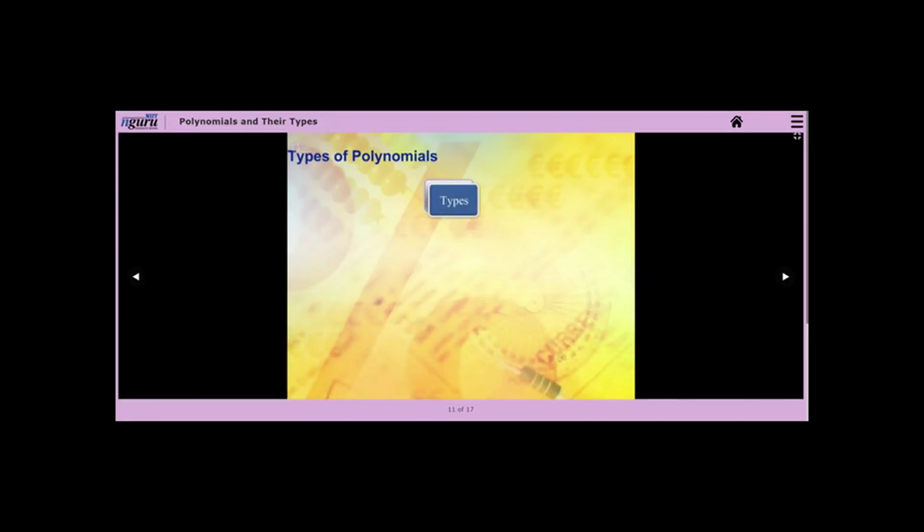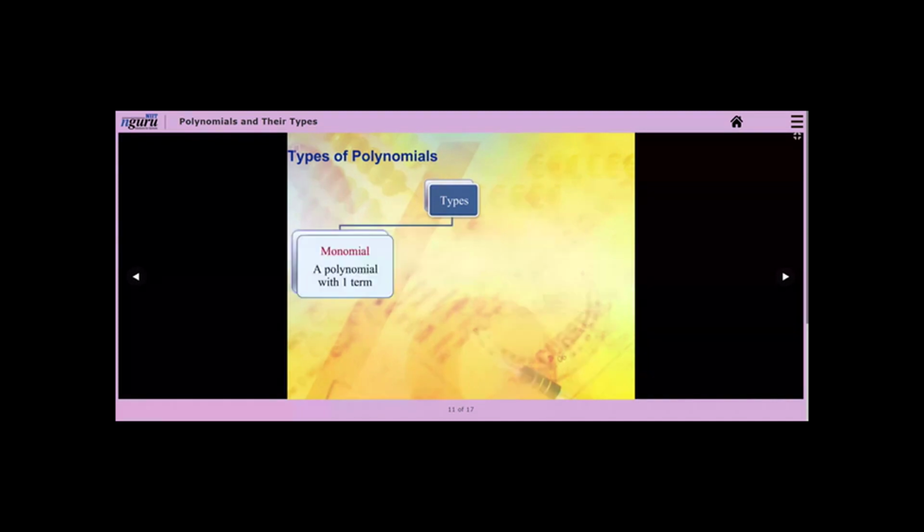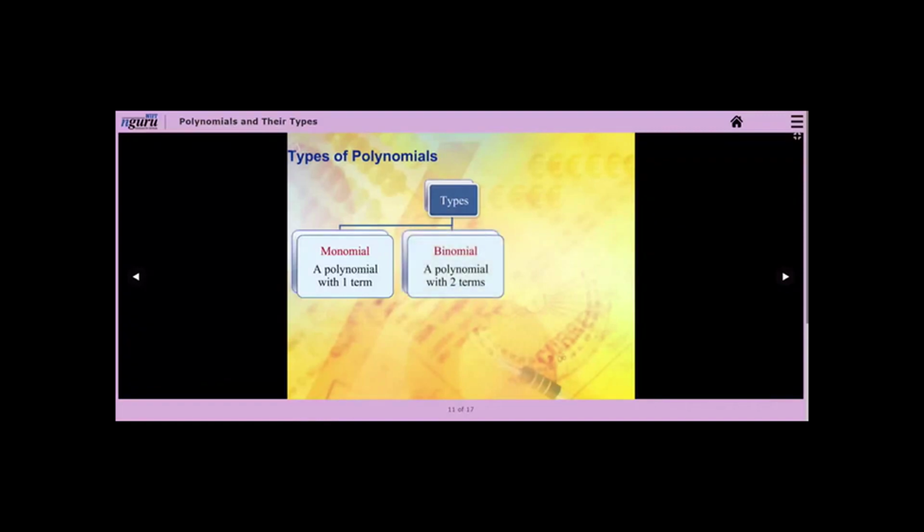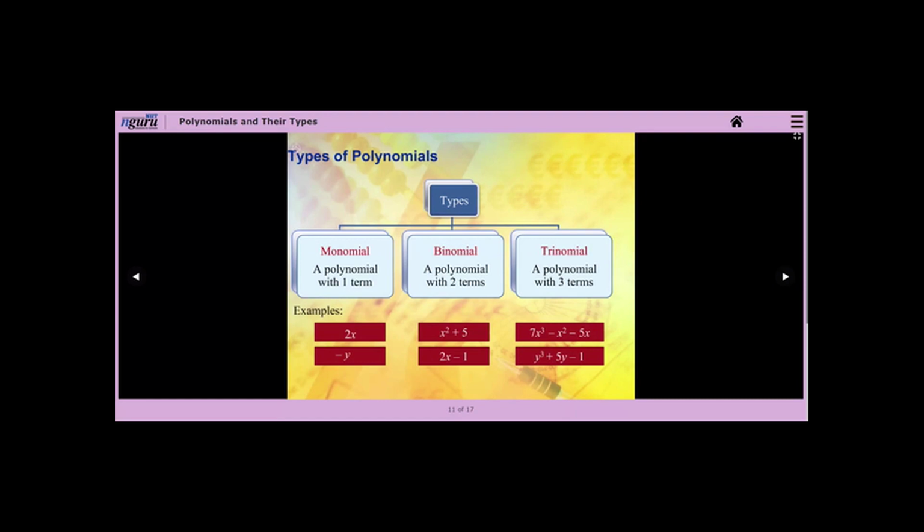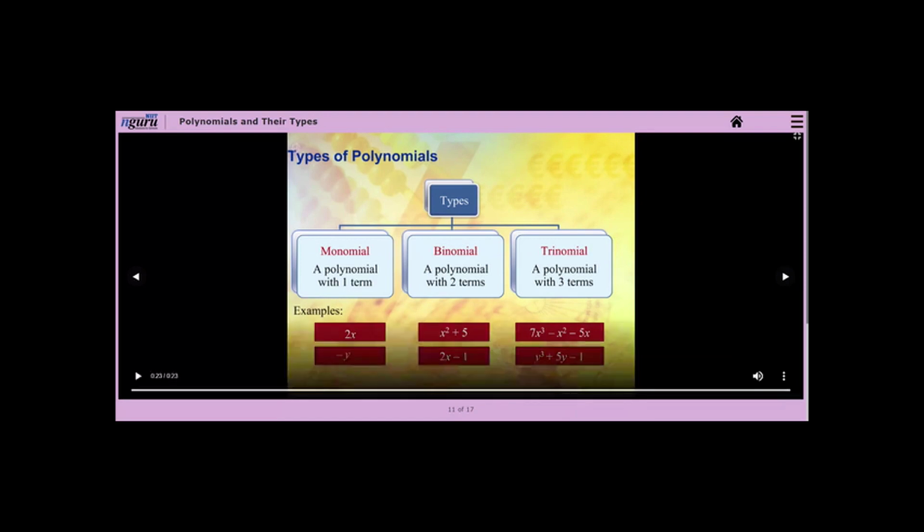Polynomials can be classified into three different types based on the number of terms. A polynomial with one term is called a monomial. A polynomial with two terms is called a binomial. A polynomial with three terms is called a trinomial. A few examples of each type are shown here. If it has only one term, it is a monomial. Two terms, binomial. Trinomial.